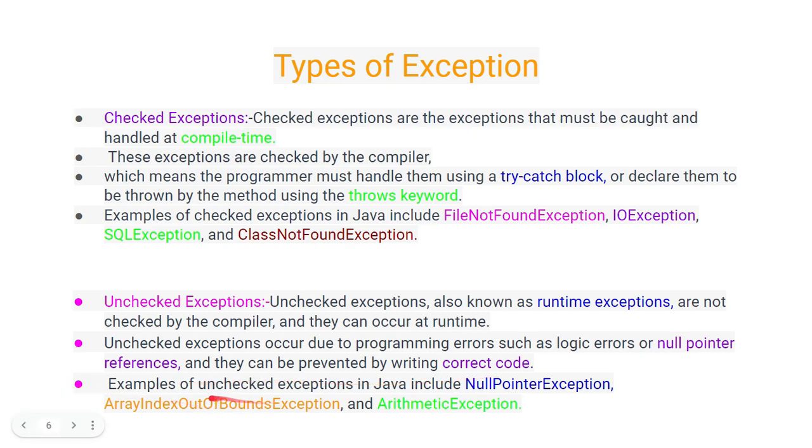Okay, examples of unchecked exceptions in Java are NullPointerException, which is a very, very famous exception. Everybody gets this exception at some point of time. ArrayIndexOutOfBoundsException, which I have shown two or three times already. ArithmeticException: just before, while dividing a number by zero, we got the arithmetic exception.